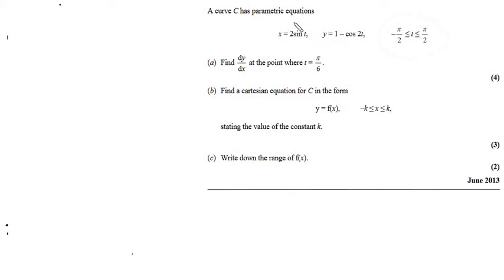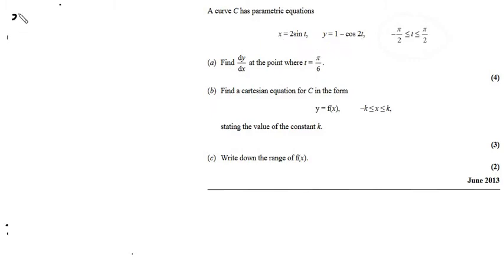Okay, a curve C has parametric equations x equals 2 sine t and y equals 1 minus cos 2t. Find dy by dx at the point where t equals pi over 6. So find the gradient at the point where t equals pi over 6. So the first thing that we're going to want to do is differentiate both of these with respect to t.